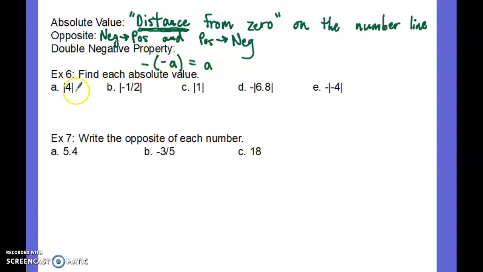Okay, so absolute value, that's exercise 6. We always want the positive version of that number. 4 is 4 units away from 0. Negative 1/2 is 1/2 units from 0. 1 is 1 unit from 0.